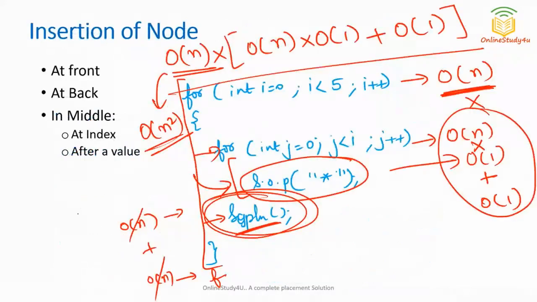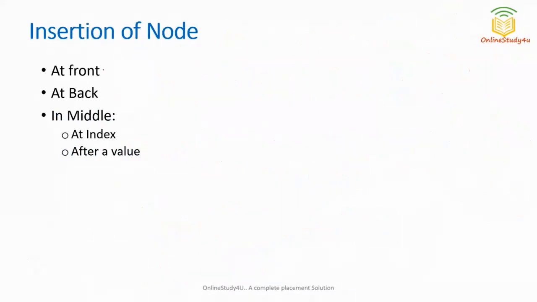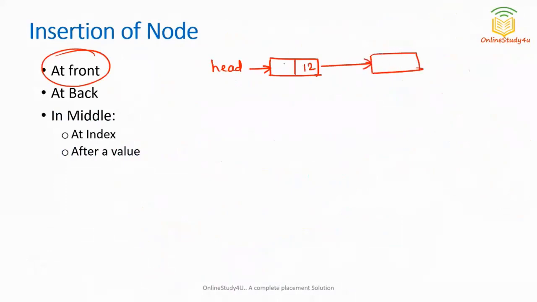So I have just now shown only one technique of insertion. We can insert at front, back, and middle. So I'm inserting at front. Front means what? We have a list like this. This is head, pointing to a node. Suppose this is 12. This is the reference position. This node has 13, and it is pointing to null.